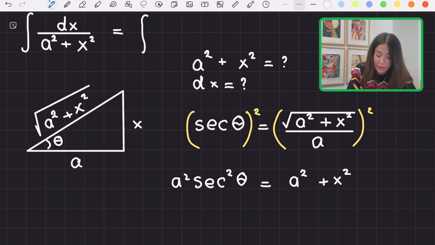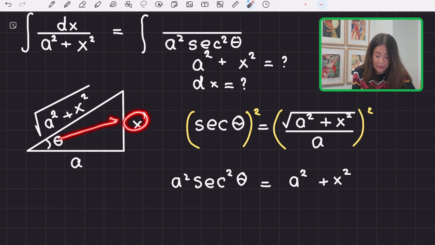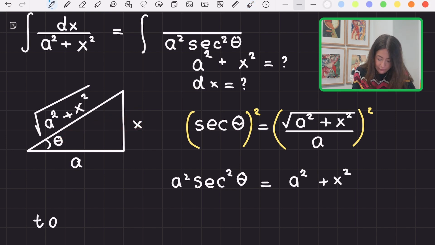So I can rewrite this integral and say that this is simply a square secant square theta. Okay, now I need an expression for dx. First I need to get x. So here I'm looking, I want x connected to a. I don't want to connect it to an expression that also in itself includes x. So I will go with tangent theta. That is opposite side to theta over adjacent, right? So that's going to give me tangent theta equals x over a, opposite over adjacent.